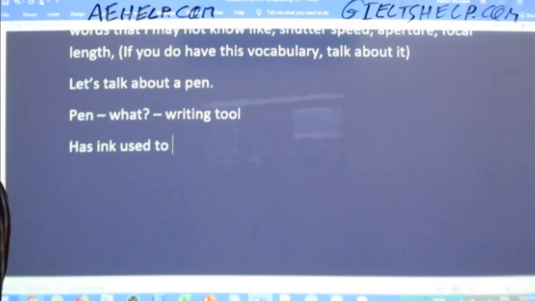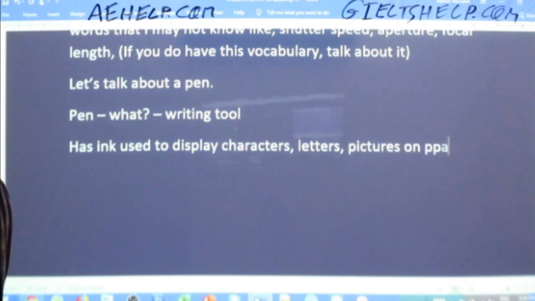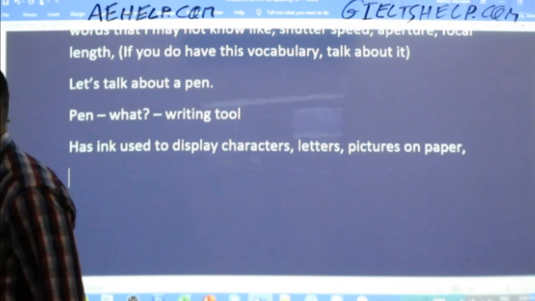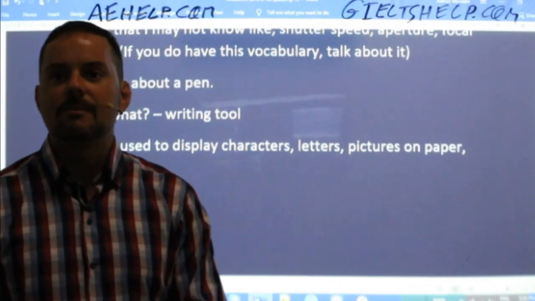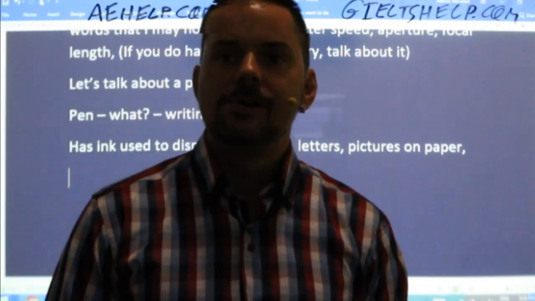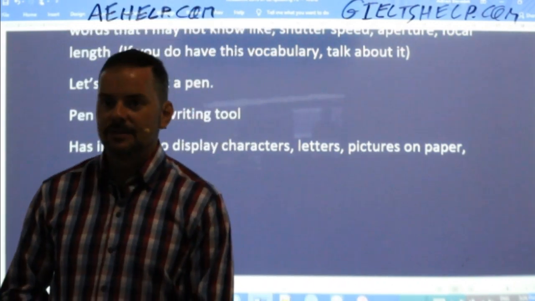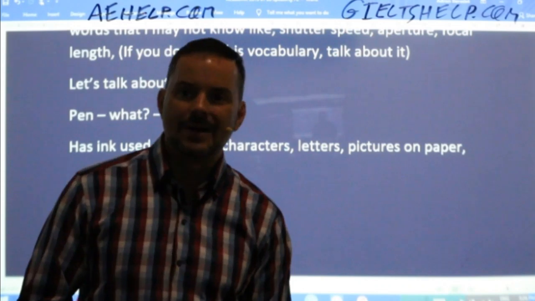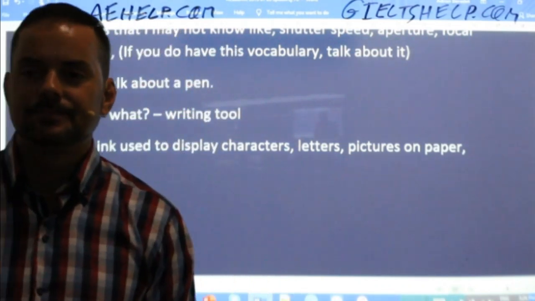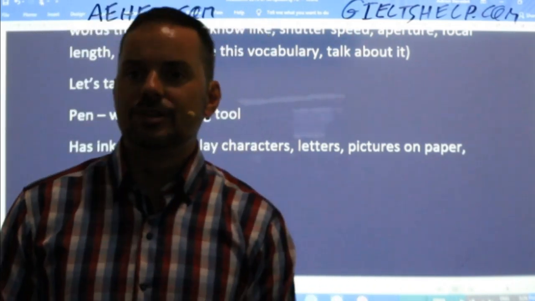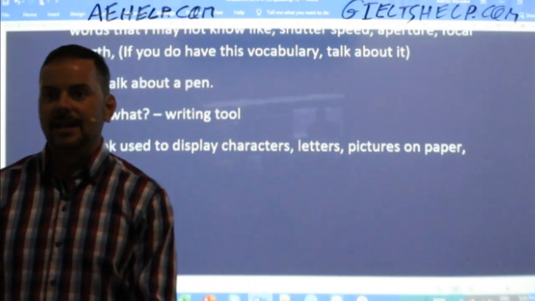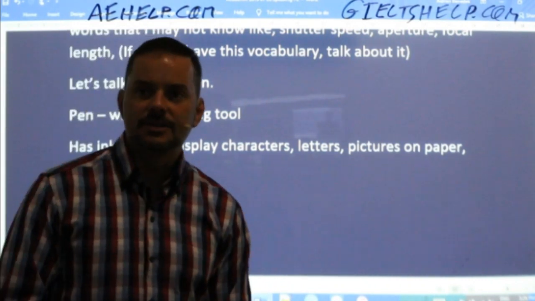Used to display characters, letters, pictures on paper. Sure. Okay. Amar Al-Hajj, very good. A pen is a writing instrument. We definitely say that it's a writing instrument. It's a traditional tool for writing. It's not a method, Azmat. It's not a method of writing.